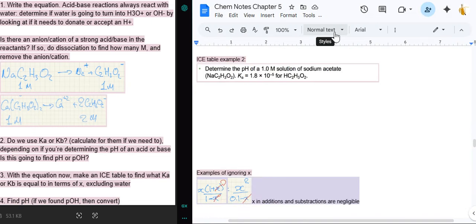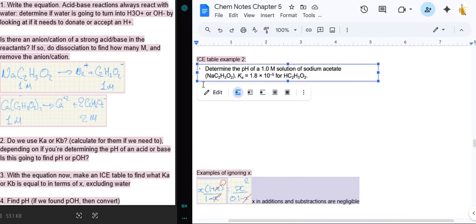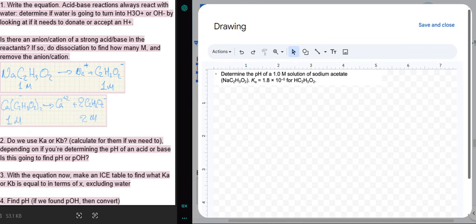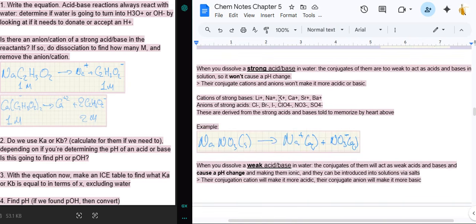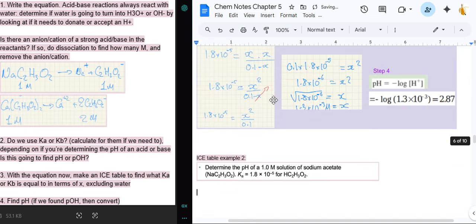Now for the second ice table example, you do the same thing. Write the equation first. And this time, there is an anion or cation of a strong base or strong acid in the reactants. How do we know that? We go to our list, and Na plus is a cation of a strong base.